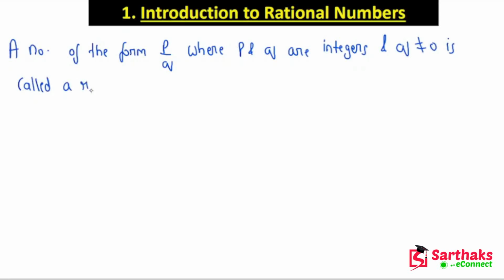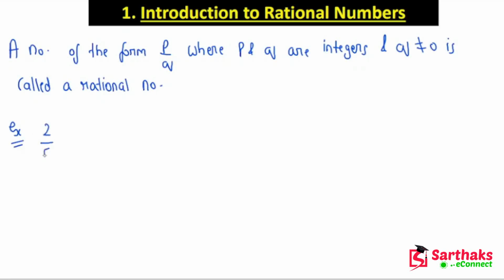is called a rational number, right? So what is a rational number? What is the definition of a rational number? Any number which is either in the form of a fraction or can be expressed in the form of a fraction where both numerator and denominator are integers and Q should not be equal to 0. It is called a rational number, right? So you will ask, sir, please give me some examples. So let us take some examples and get the concept clear.